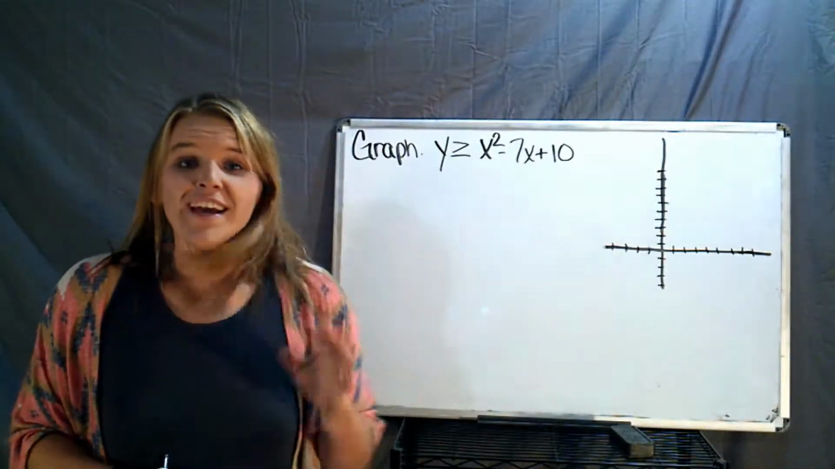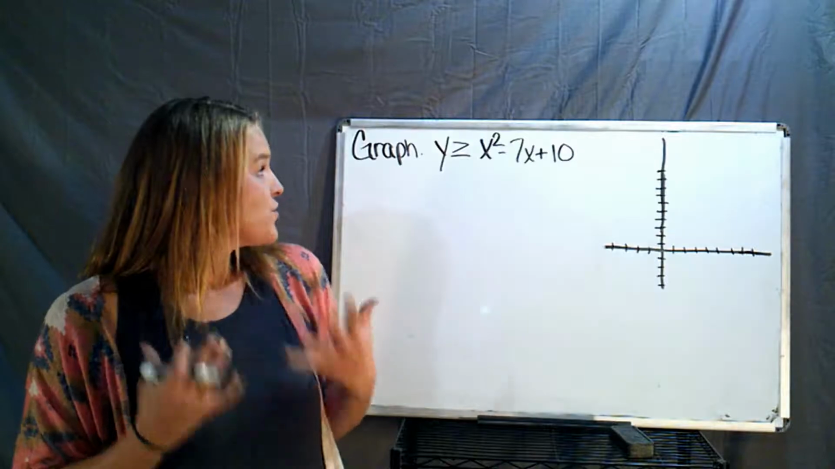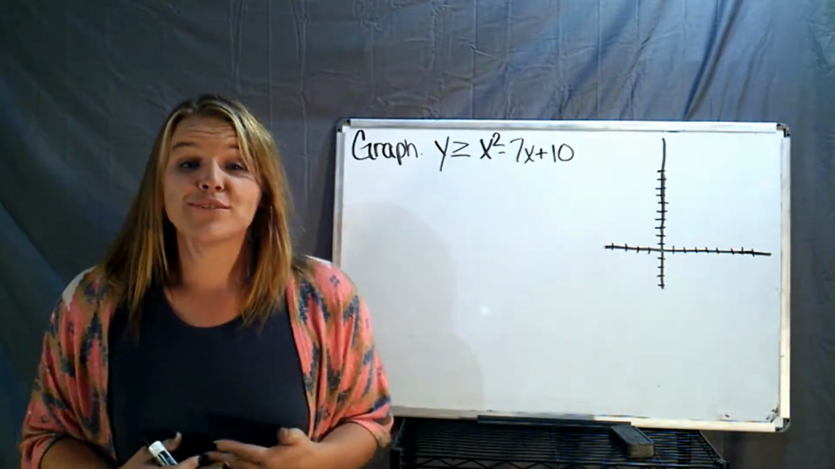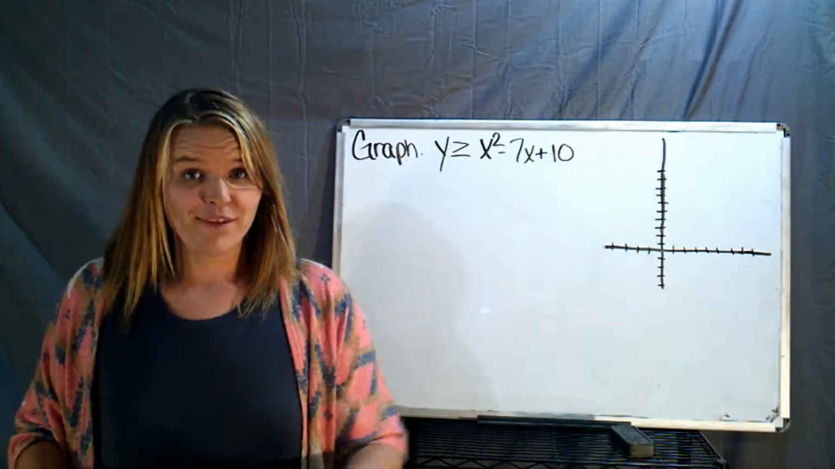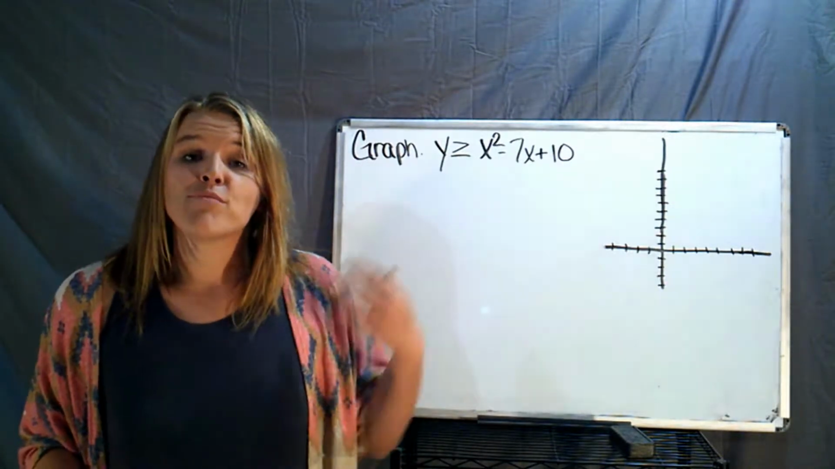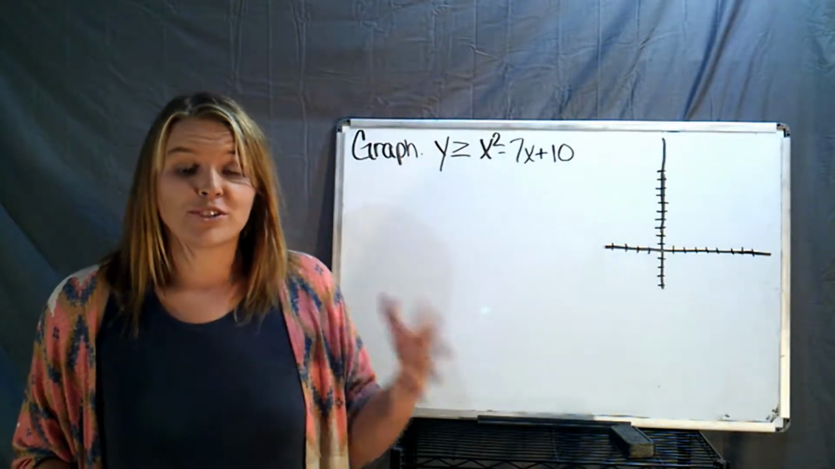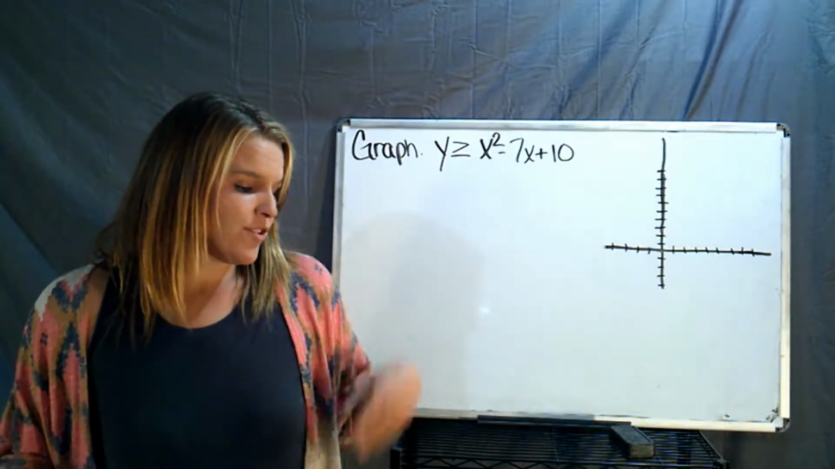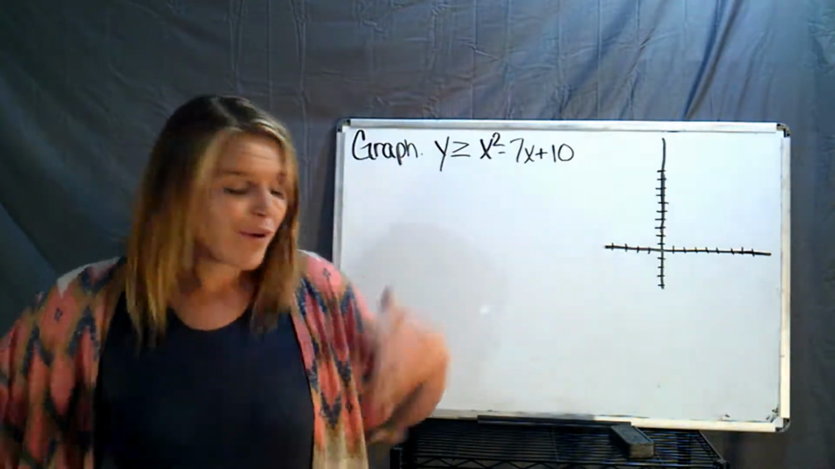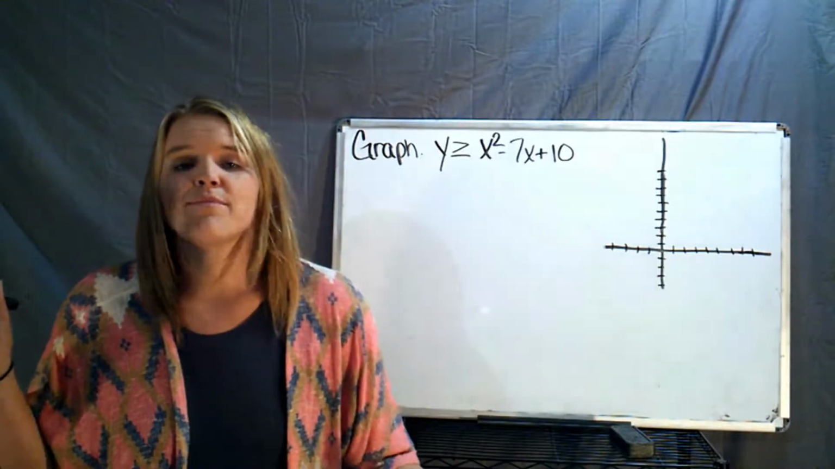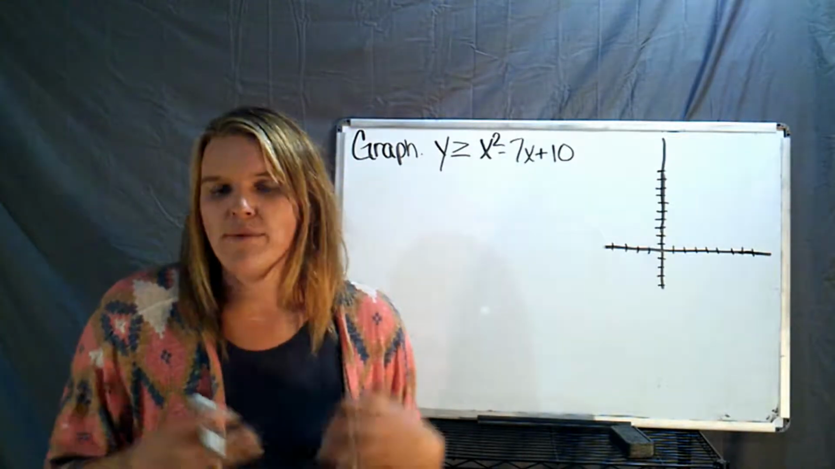Okay, so we have the inequality y is greater than or equal to x squared minus 7x plus 10. As we said before, step 1 is going to be to graph. And how do we know what to graph? We need to look at our properties of quadratic equations in standard form, because this is in standard form. If we go back to lesson number 2, I think it was, we know that we need to find our vertex, our y-intercept, our x-intercept, and everything else.